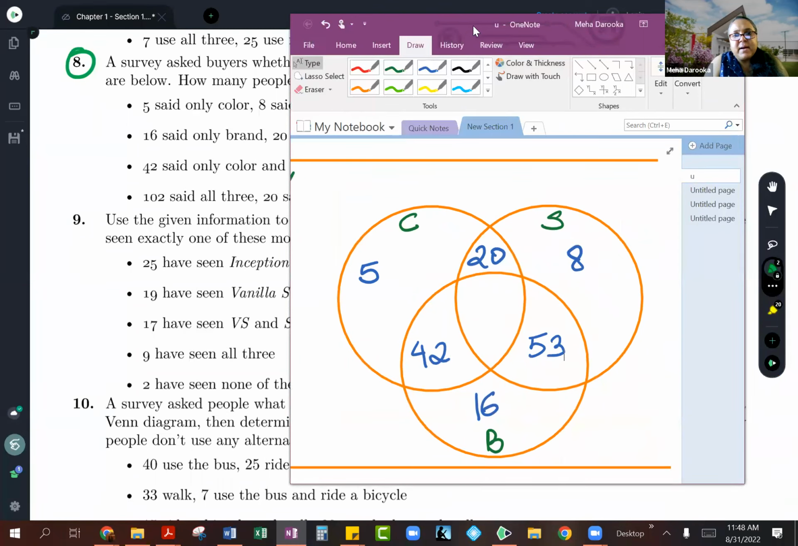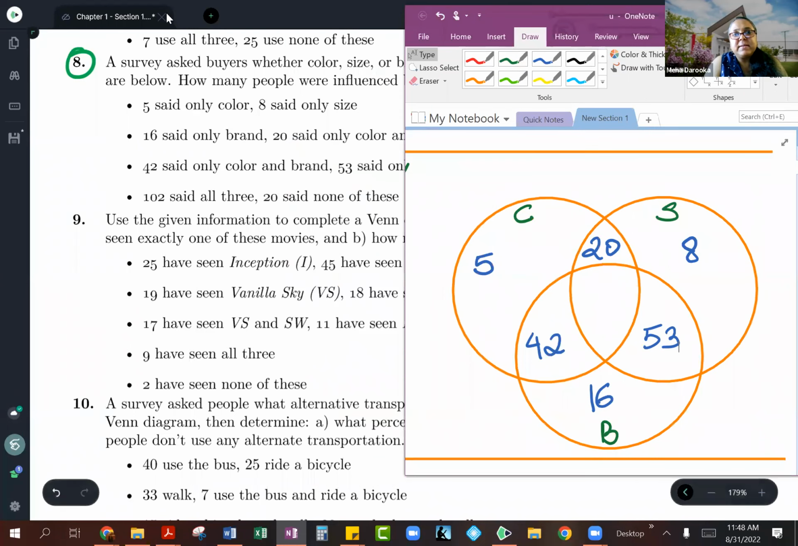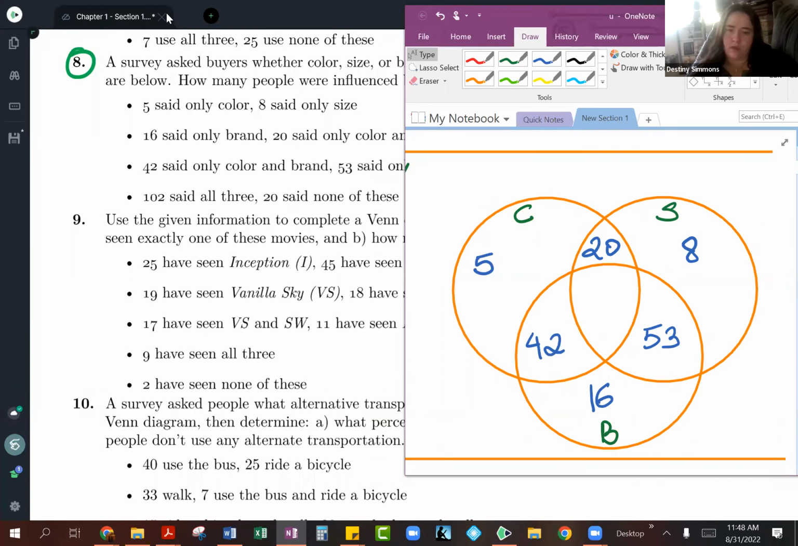And then they're telling us, let's see, that was the third one. So the last one is 102 said all 3. So where are you putting all 3? In the middle where all 3 of the circles intersect. Very nice, perfect, because obviously that's where your color, size, and brand are all intersecting with each other. So that 102 is going in here.